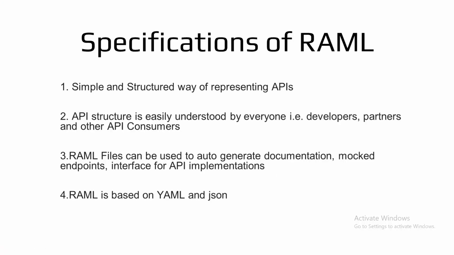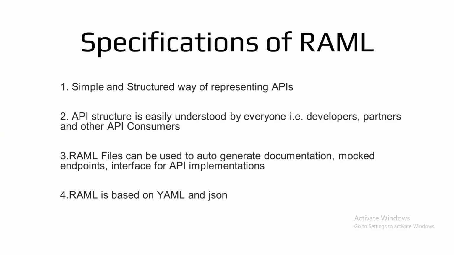In the specifications, first, it is a simple and structured way of representing APIs. So it is understood by everyone, like developers, partners, and other API consumers. Other non-technical members also understand this RAML. RAML files can be used to auto-generate documentation. So RAML is used for documentation purposes.